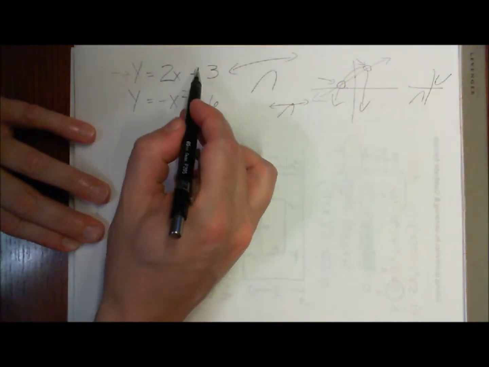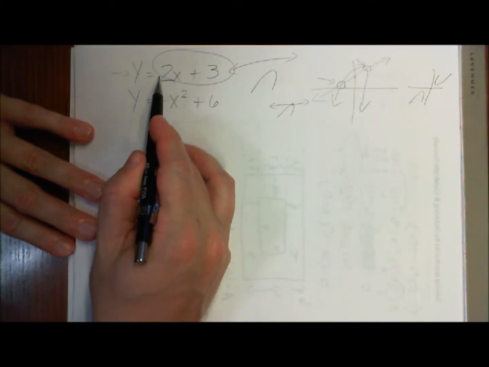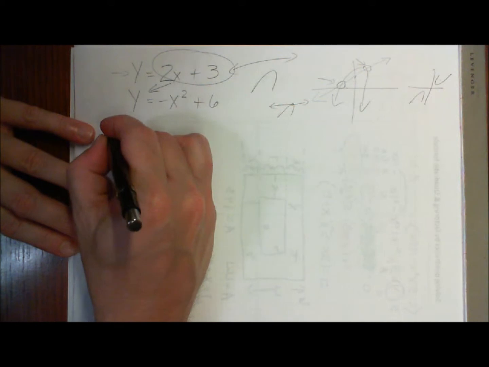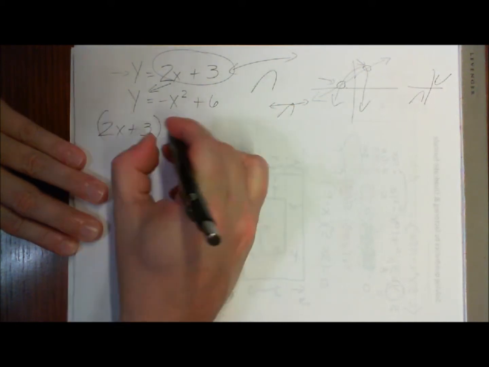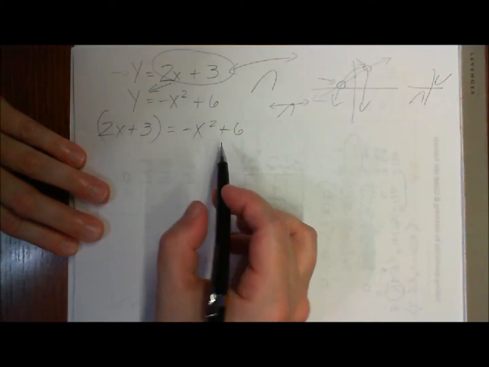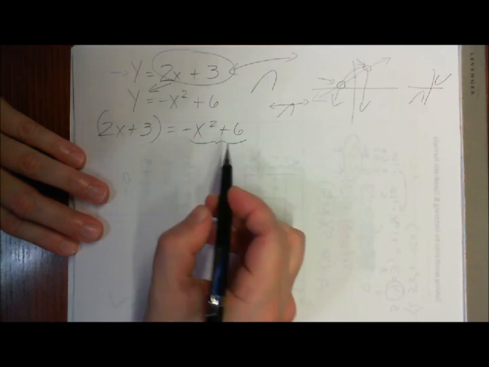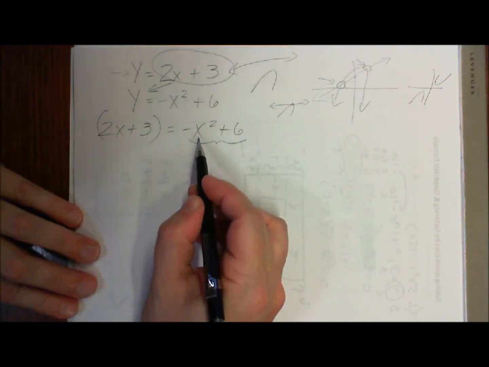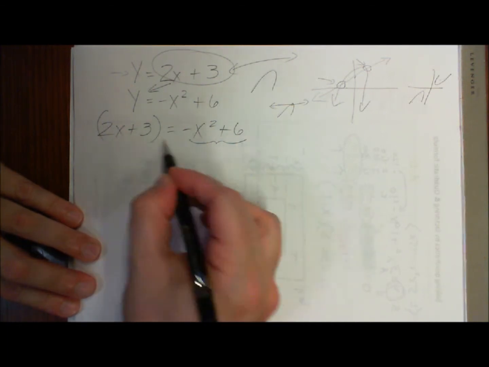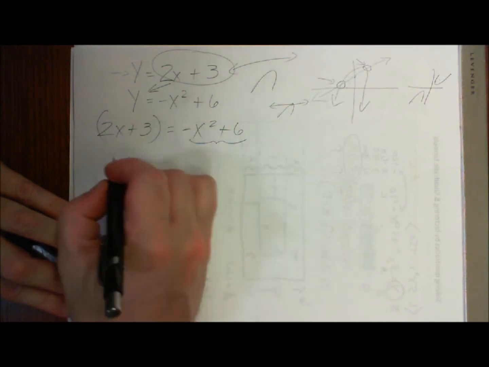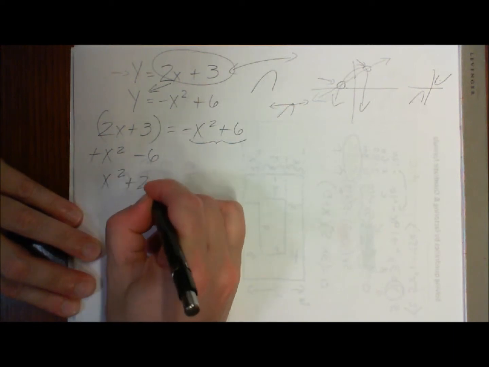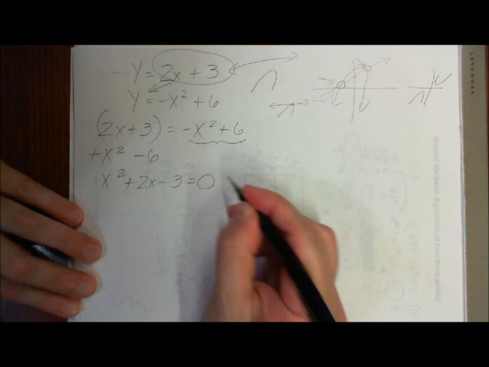But focusing just on this example, if we want to use substitution, this one's already solved out for y here, so you could just plug that linear function in for y in this second function. In this scenario, I would move everything over here to the left. I don't want to deal with having a negative coefficient on my x squared term. So I would just add the x squared and subtract the 6 from each side. That would leave us with x squared plus 2x minus 3 equals 0.